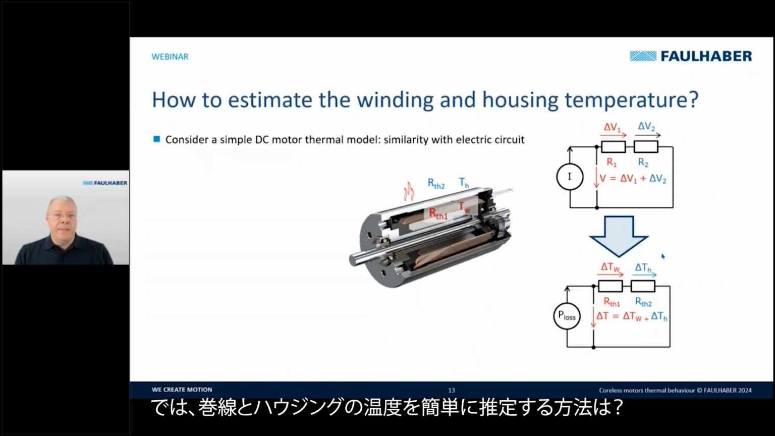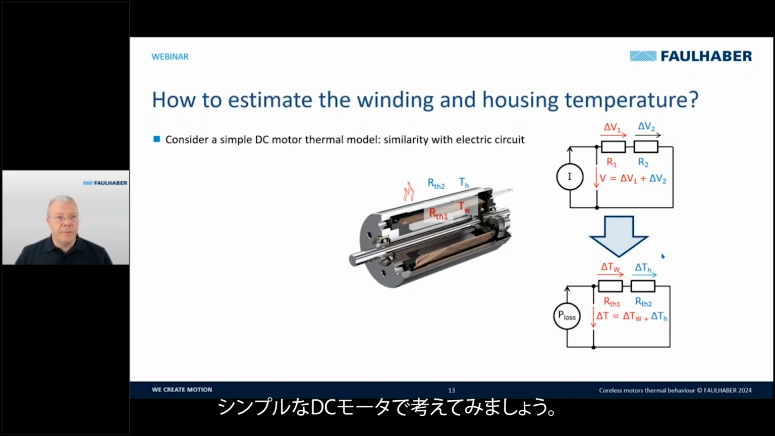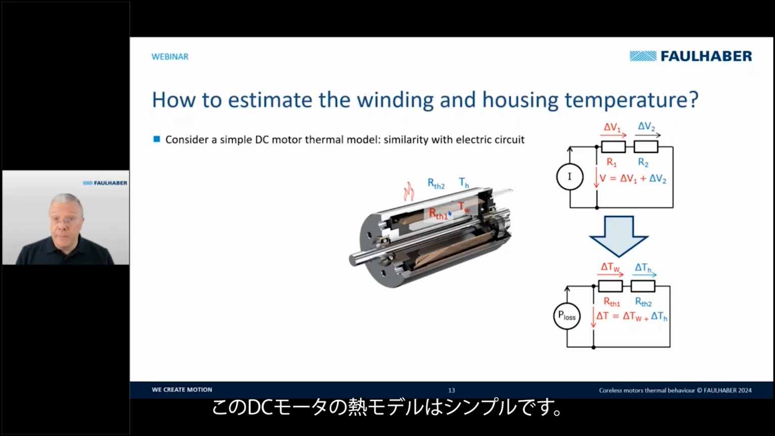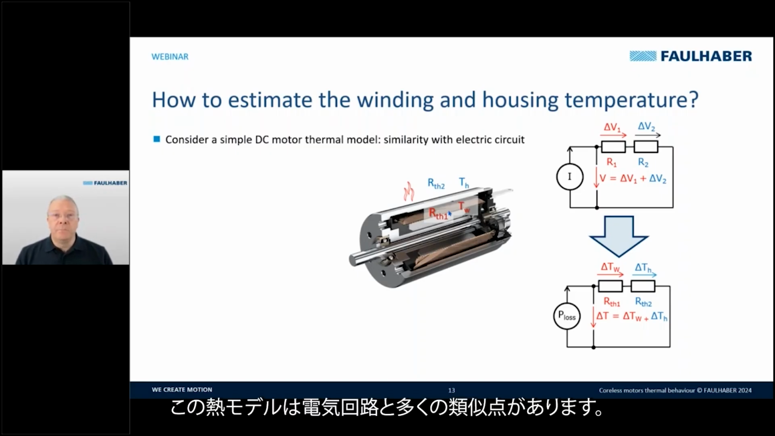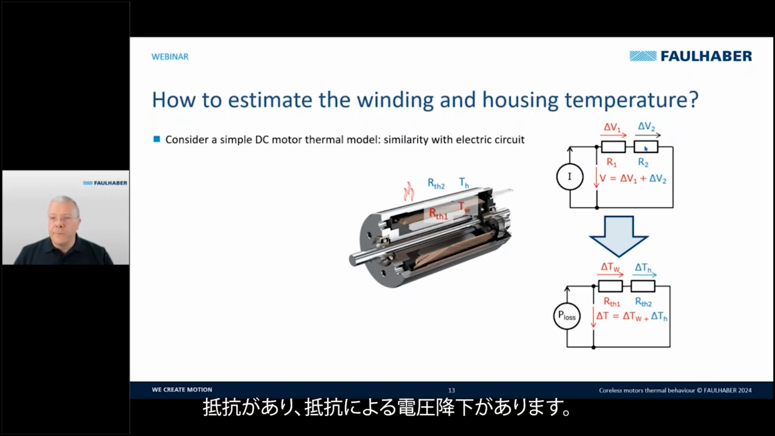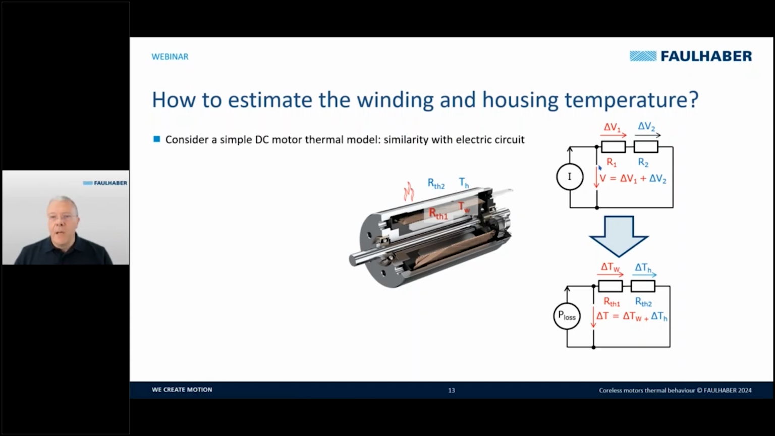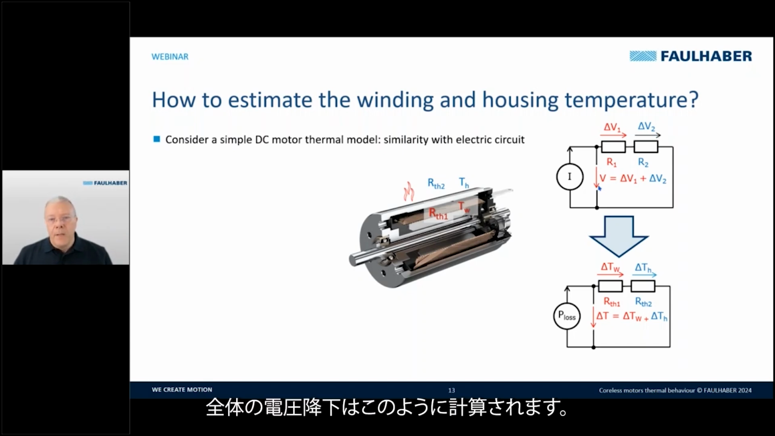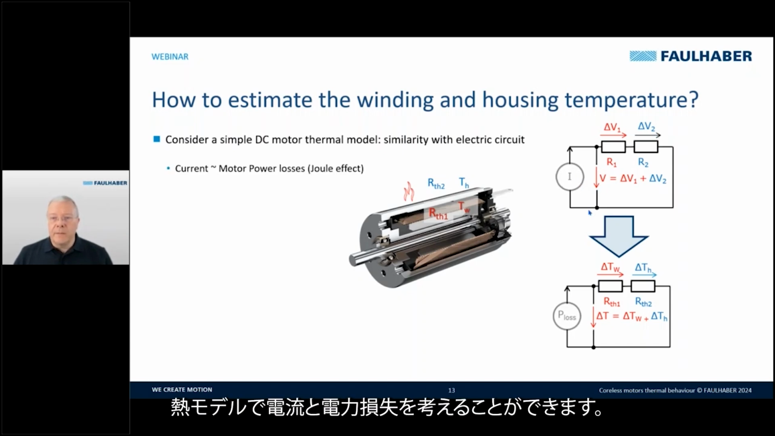So how to estimate in an easy way the winding and housing temperature? Let's consider a simple DC motor. This DC motor can have a simple thermal model, and this thermal model has a lot of similarity with an electric circuit. In an electric circuit, for example, we have a current, we have resistance, we have a voltage drop across the resistance, we have a total voltage drop like this. Then we can consider the current and the power losses in the thermal model.